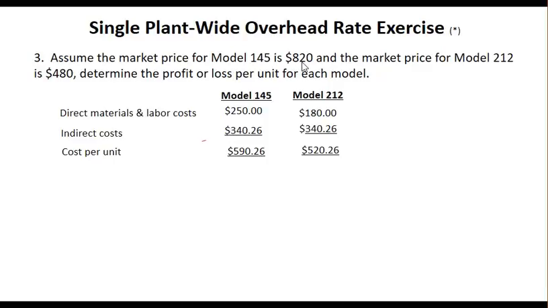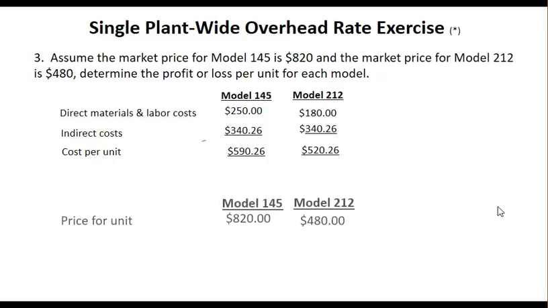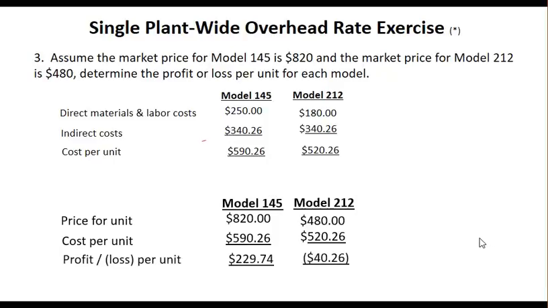Requirement 3 says assume the market price for model 145 is $820. That's obviously the more expensive of the two models. And the market price for model 212 is $480. Determine the profit or loss per unit for each model. Again, I'm taking the cost per unit that I calculated on the previous slide. Now I'm going to take the price that we could sell these units for, respectively, and subtract out the total cost per unit. And I end up with a profit. I'm earning $229.74 on each model 145, but on model 212 I'm actually losing $40.26.